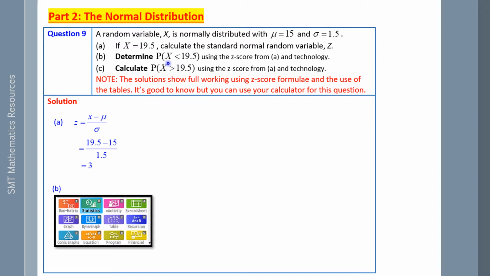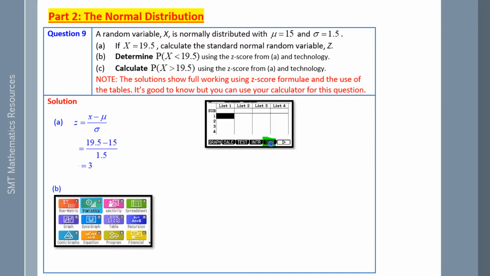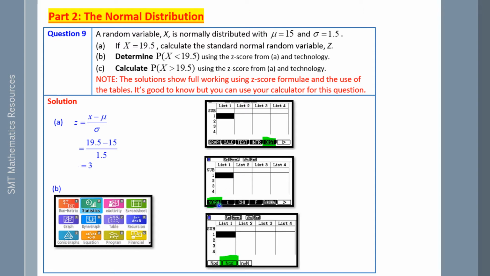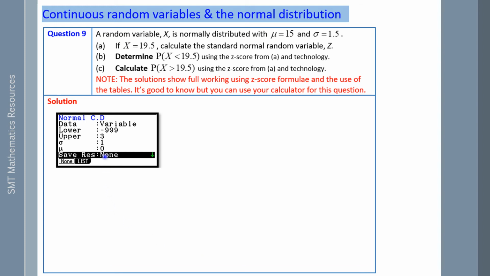Determine the probability of x being less than 19.5. So using our stats menu, then choose distribution, the normal cumulative. You don't use NPD really ever, it's NCD. Now, our data is a variable. Because I'm doing less than 19.5, which was actually a z-score of 3, I'm using the z-score here.